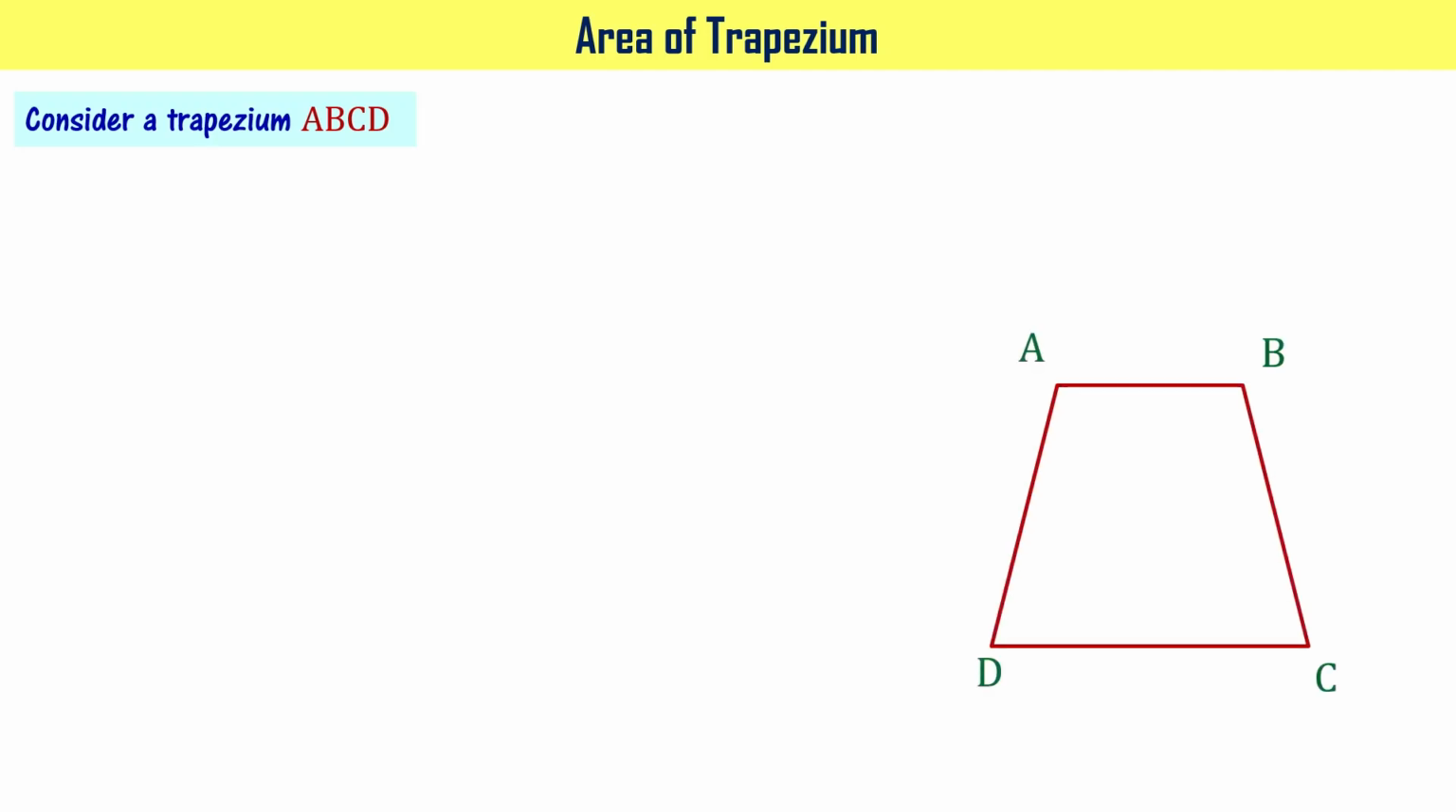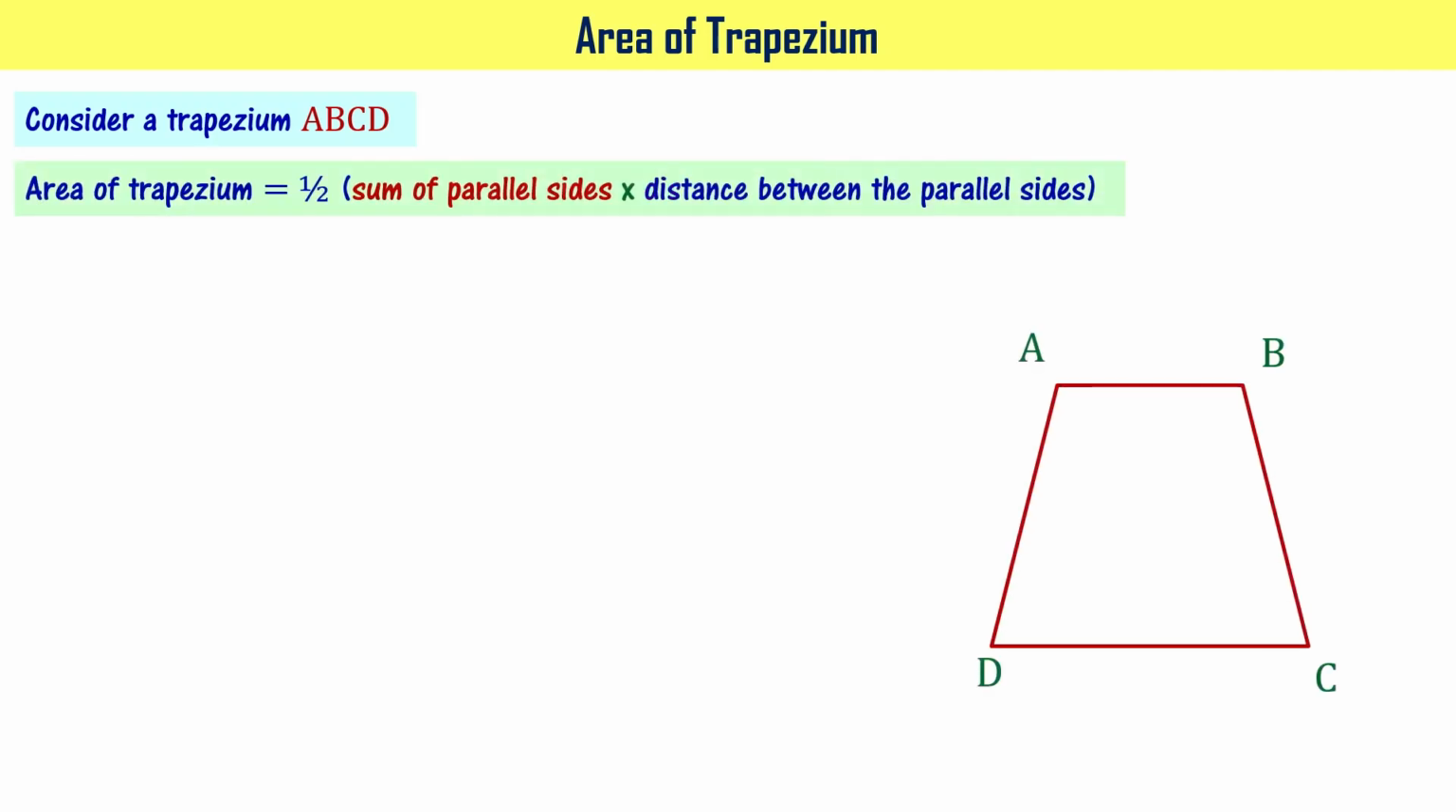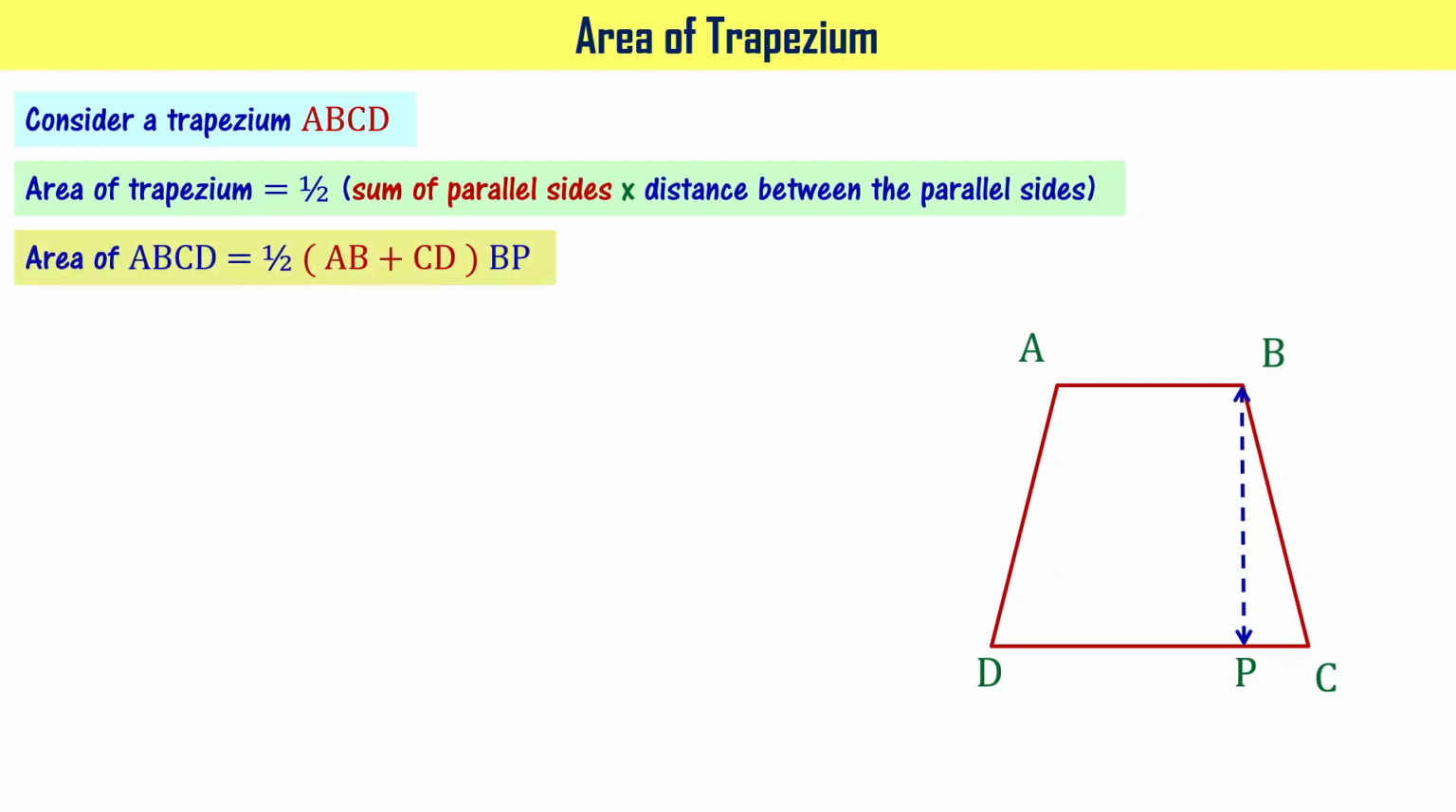Let us consider a trapezium ABCD as shown here. Area of trapezium is defined as half times sum of parallel sides into the distance between parallel sides. The distance between parallel sides can be denoted using line BP shown here, right? The parallel sides are AB and DC. So now area of trapezium can be written as half times (AB + CD), those are the lengths of parallel sides, into BP, that is the distance between the parallel sides.